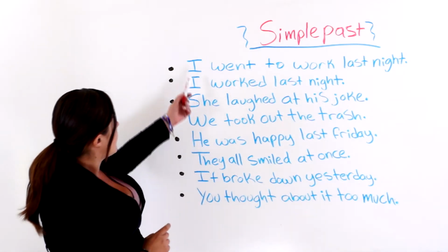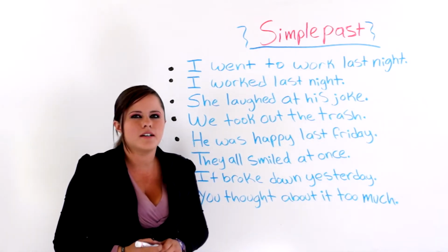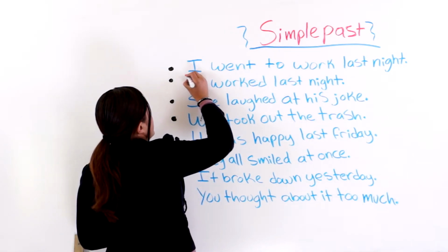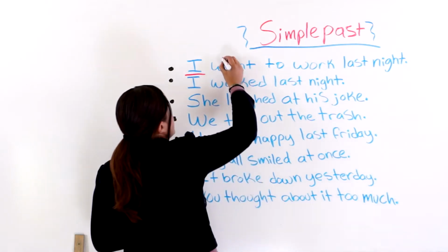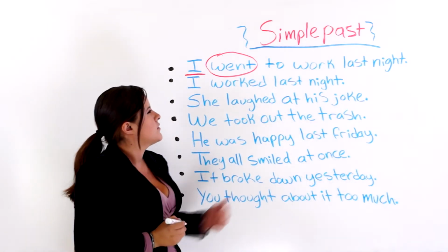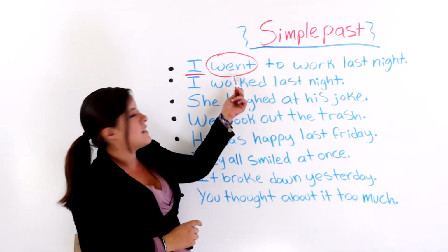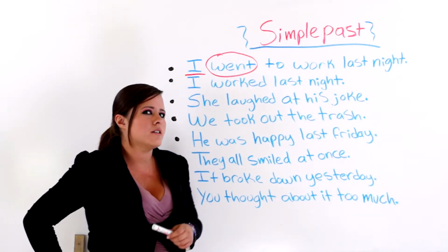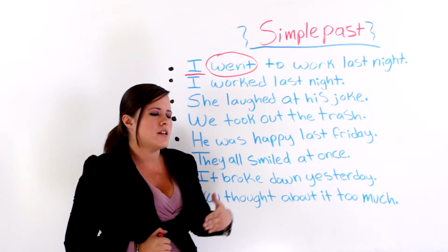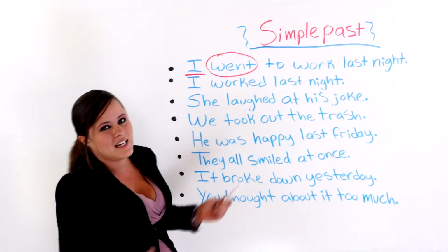The first one says, I went to work last night. What did you do last night? I went to work last night. As you can see here, I have the subject. I have the verb, which will always be in simple past. Okay? I went to work last night. You cannot put it in past participle, okay? You cannot say I gone to work, because then you would have to use I have gone, and that would be another tense, which would be the present perfect, but we're not going into that just now. So it's simple past, okay?